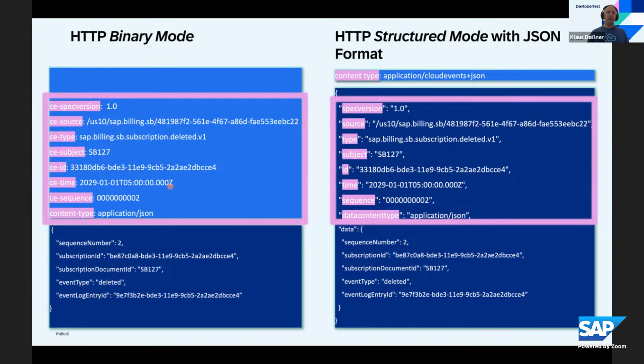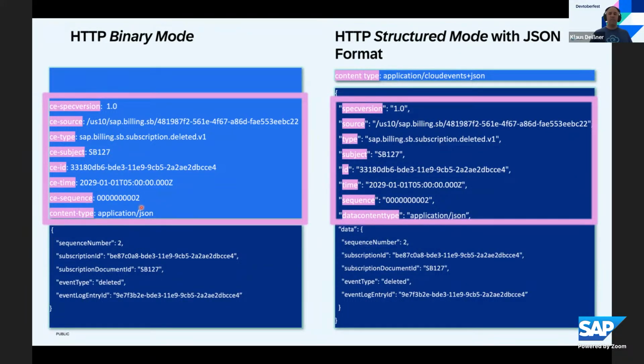On the left-hand side, the binary mode shows how the Cloud Event attributes that are shown here are put into the header. So they are all header attributes of the HTTP request. Therefore, they get this prefix CE- so that they don't collide with other header attributes in HTTP and do not interfere with existing infrastructure like web proxies, for example. And it's called binary mode because the actual payload is just taken as is and put into the body.